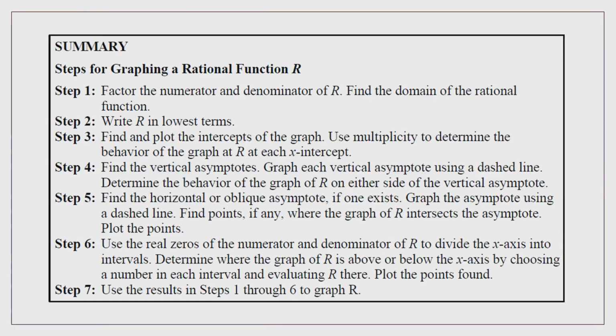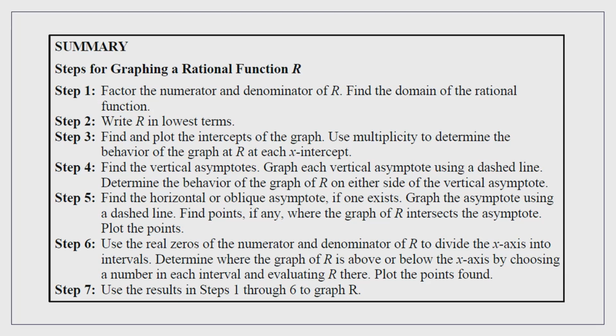So in summary, the steps for graphing a rational function. For step number 1, you're going to factor the numerator and denominator of r and find the domain of the rational function. Then for step 2, you're going to want to write r in lowest terms. For step 3, you will find and plot the intercepts of the graph. So that's going to be your x-intercepts and your y-intercepts. And you're going to use multiplicity to determine the behavior of the graph of r at each x-intercept.